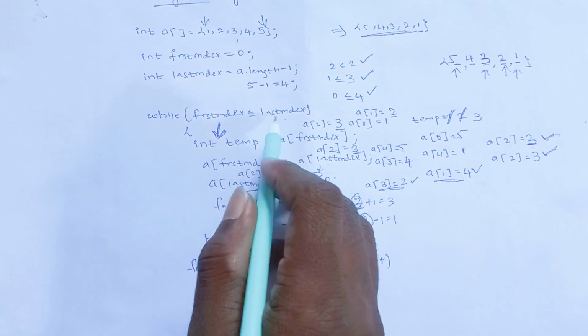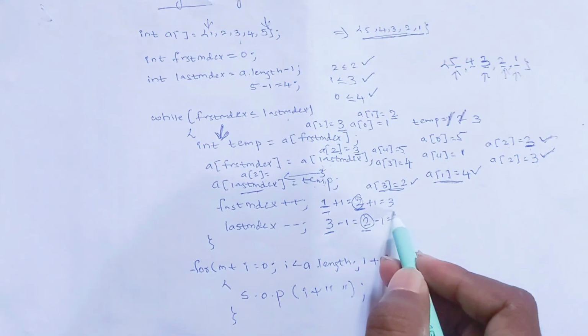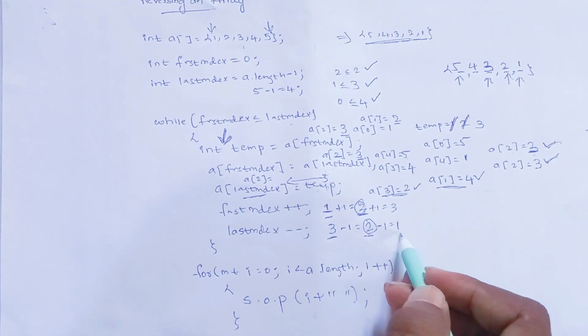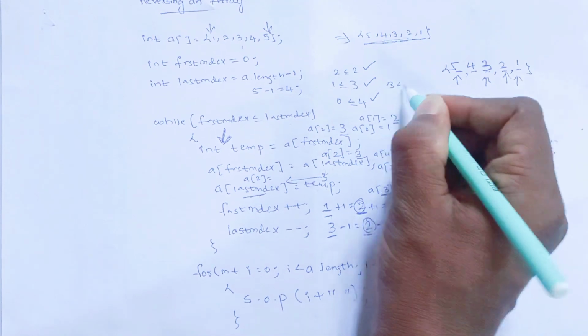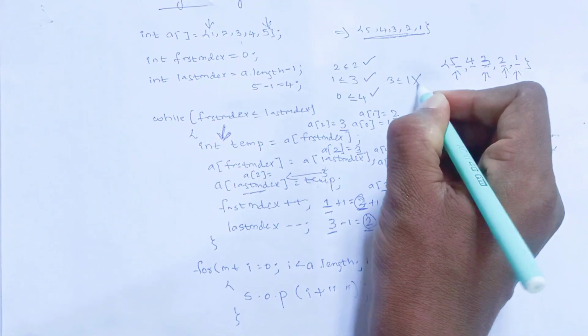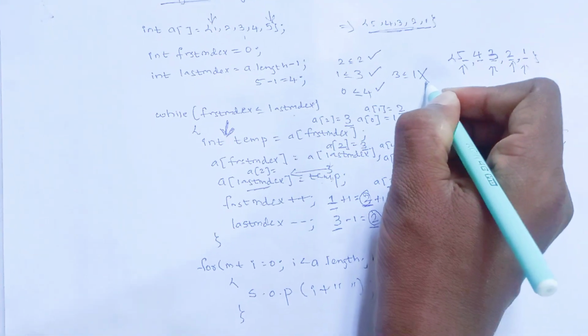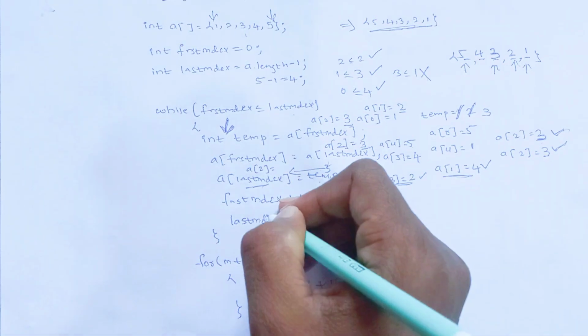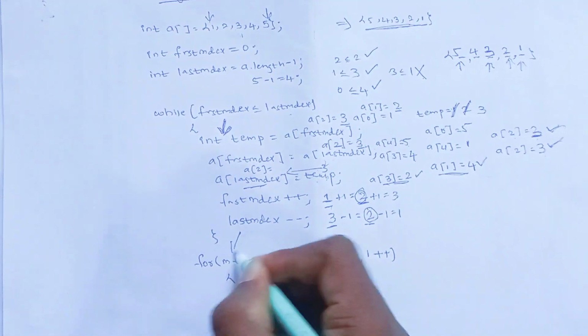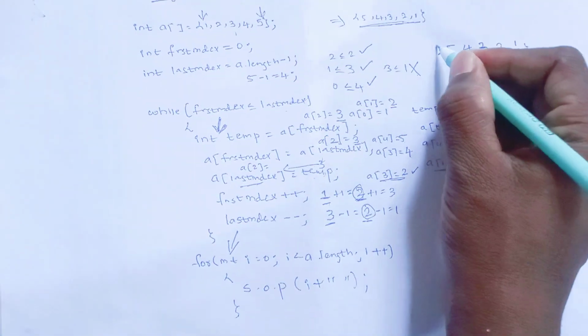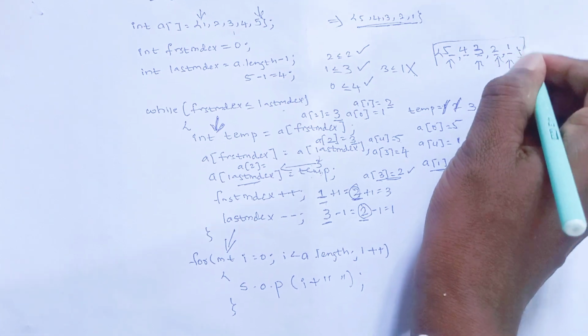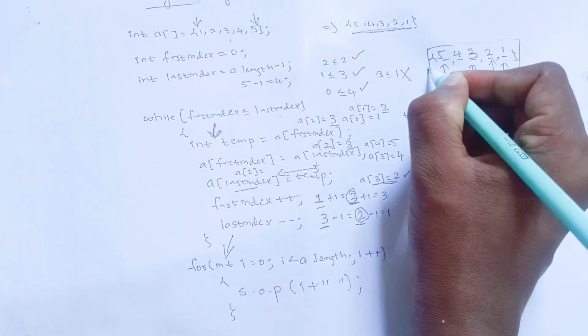First index less than or equals to last index, so first index updated value is 3, last index updated value is 1, that is 3 less than or equals to 1, so the condition becomes false. So once the condition becomes false, it will not enter the while loop, instead it comes out of the for loop. So this is the updated array after performing all the conditions.